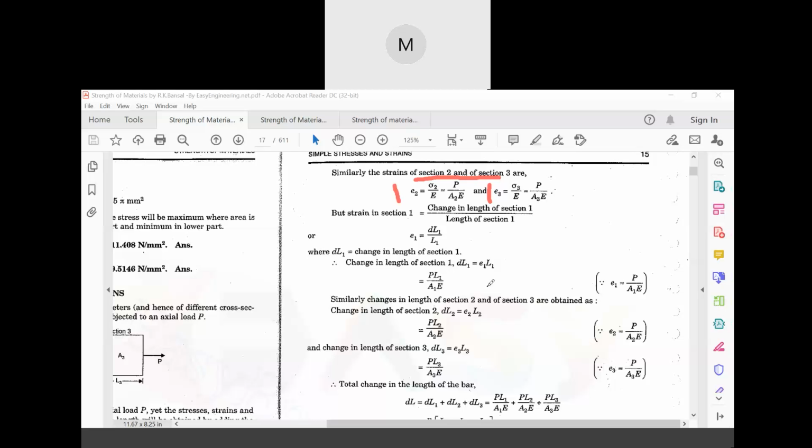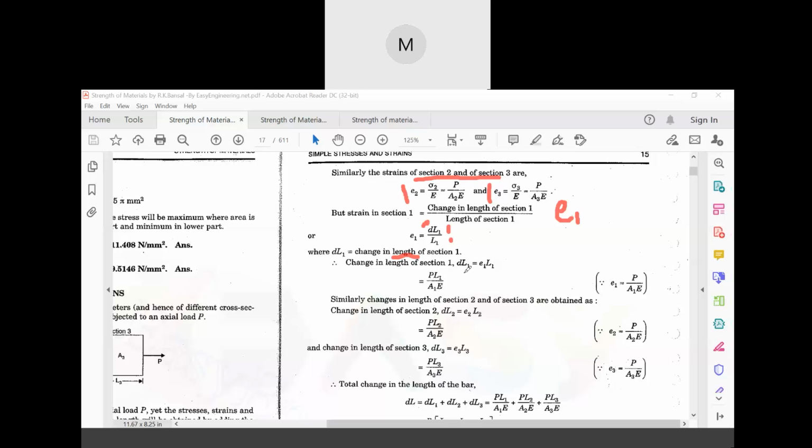This is given by epsilon 1. Now look, E2 and E3 we obtain like this from here before. Now what will happen? This E1 means strain in 1, right? Strain in 1 can be written like this, dl1 by l1, where dl1 is the change in length of section 1 and l1 is the total length of section 1. Similarly, we can write for others also.